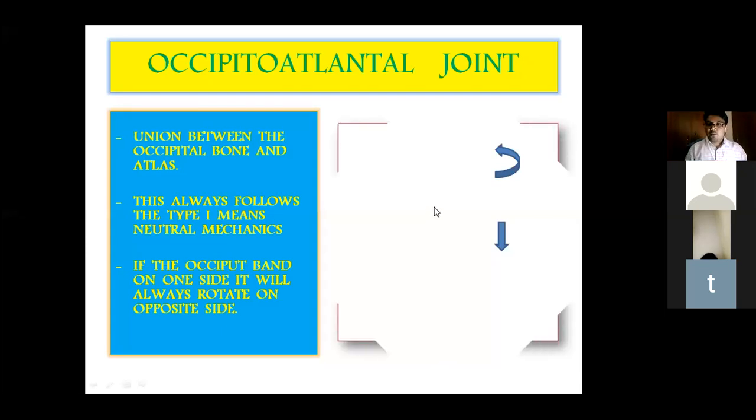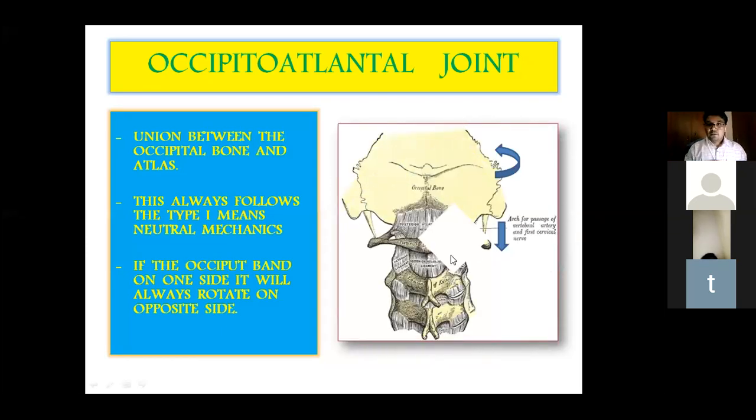So I have a slide about that. This is the occiput, this is the atlas. If we do right side bending, the occiput will rotate to the left side. This is the phenomenon and presentation we see at our clinic on a daily basis. So the occipito-atlantal joint is obeying the mechanics of type 1.